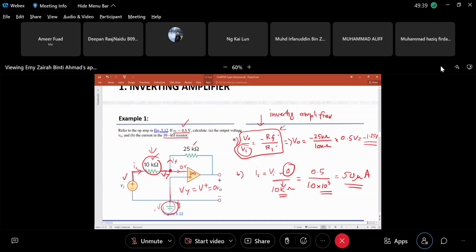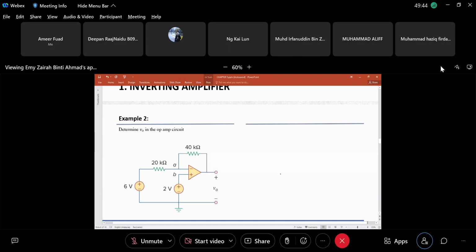Next. Example 2. You can try to do it. First, if I don't tell you this is an inverting amplifier, how do you know? Normally you look at the inverting amplifier, it has a feedback resistance connected to the inverting terminal. Okay, try to determine the V output in the op-amp circuit.